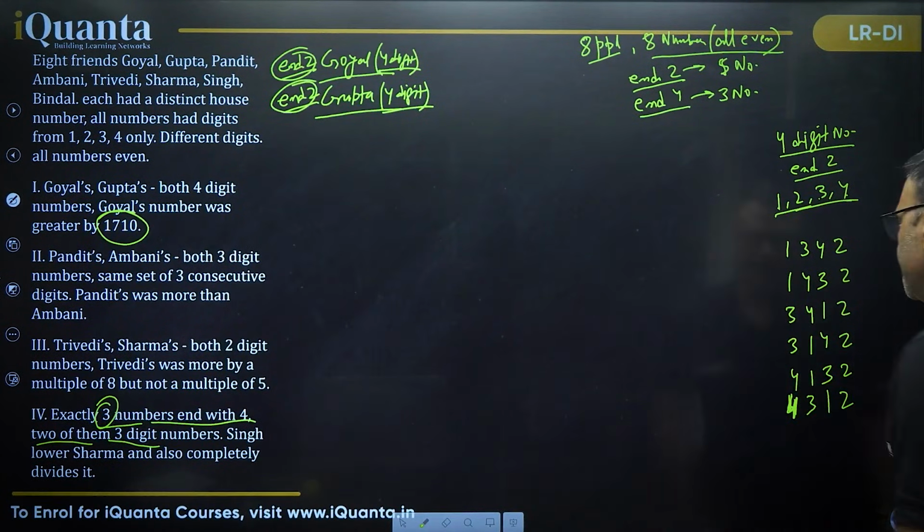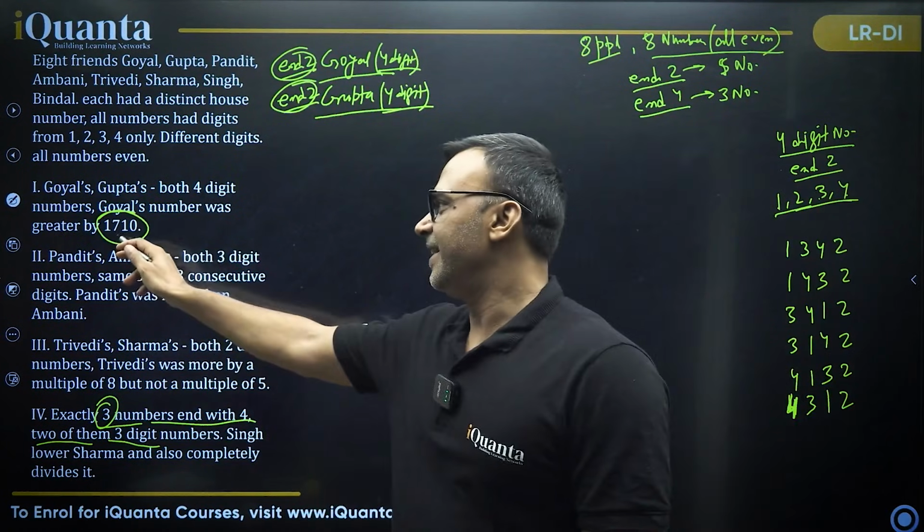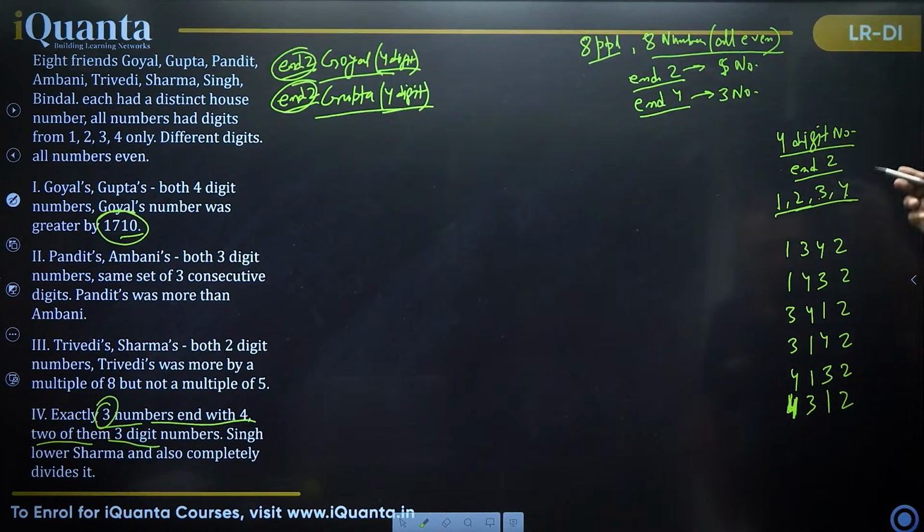So the difference is 1700 and 10. Focus on 10, the last 2 digits. Which two numbers can have a difference of 10? Look at this: 42, 32. Right? Or this 42 and this 32, or this 32 and this 42. But the difference has to be 1700. That also should be kept in mind.